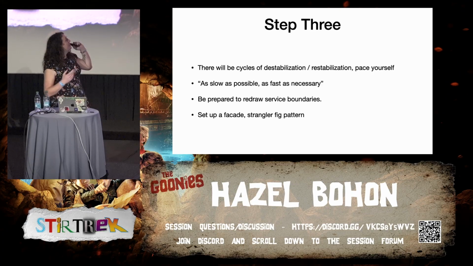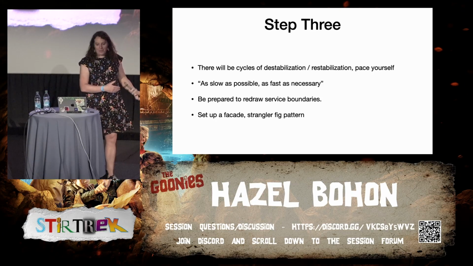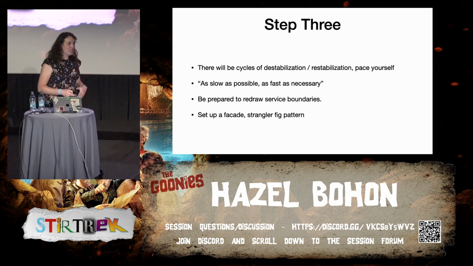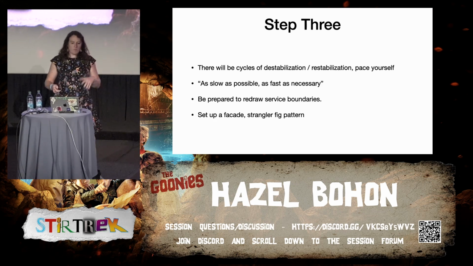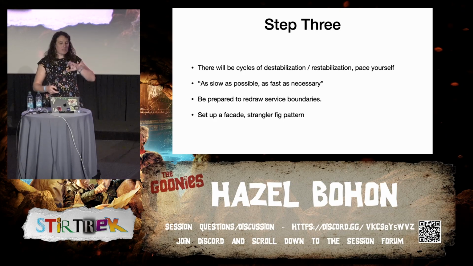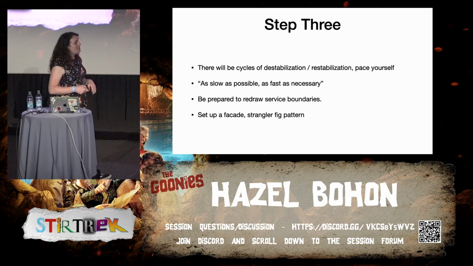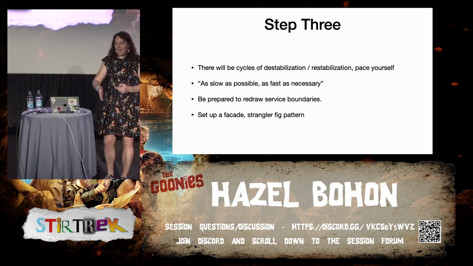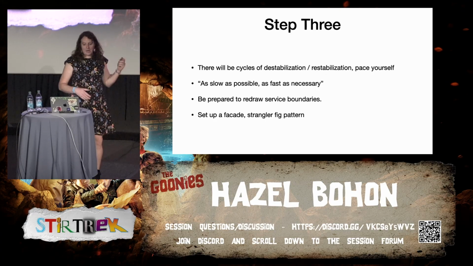Okay, so then step 3, after we've done this for a while, there's going to be these sort of cycles of destabilization and restabilization, because not everything's going to be like the klaxon where you're adding a new feature on. Sometimes you are going to be migrating more and more chunks. You're going to be starting to pull things out. And as you do that, you're going to be sort of destabilizing everything, right? So we want to pace ourselves with this. Really great quote from off-roading: as slow as possible, as fast as necessary. So we don't want to move with this any faster than we have to, right?